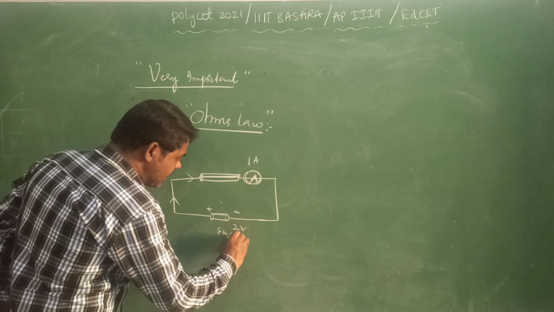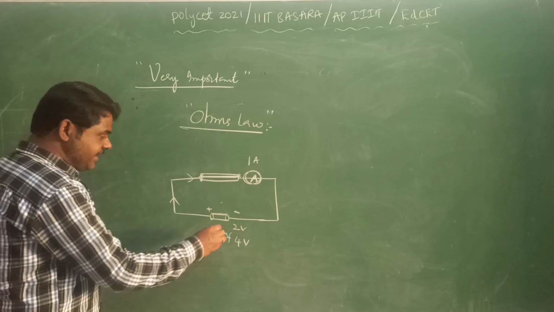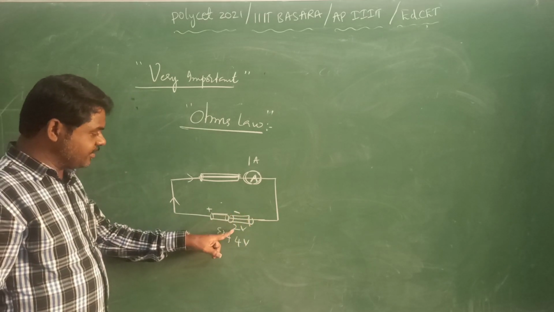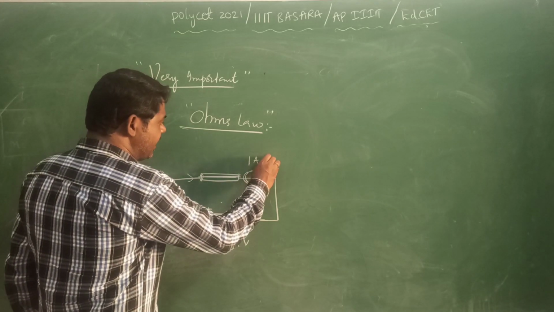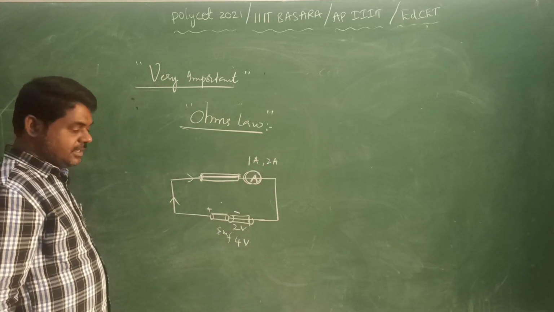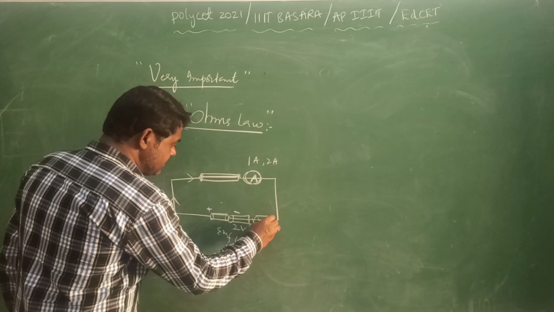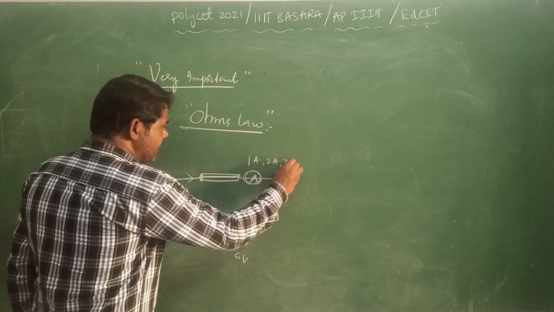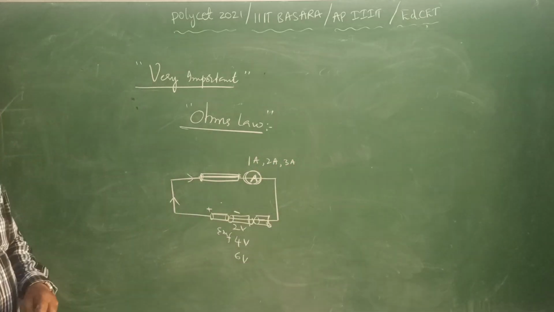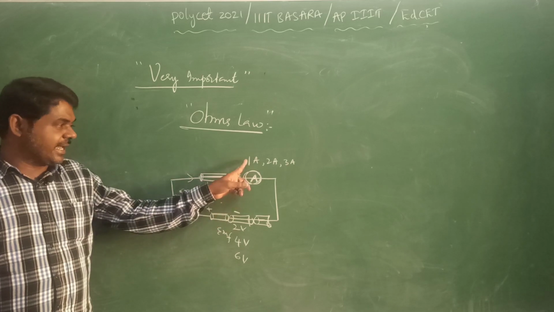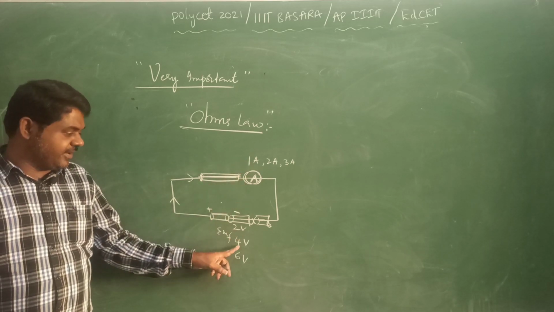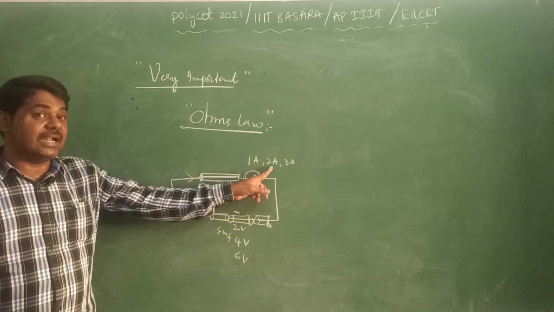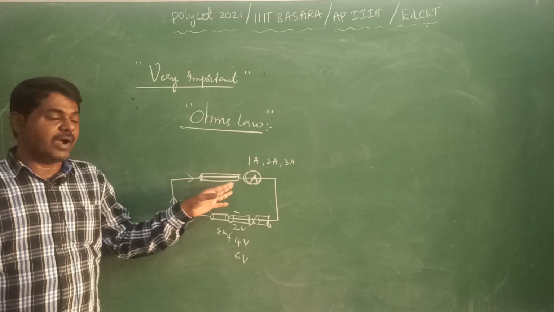So if you take the voltage as 4 volts, that means I am increasing it to 2 cells, if I increase the voltage from 2 volts to 4 volts, let the current go from 1 ampere to 2 amperes. If I take 3 cells, now 6 volts, say now the current is 3 amperes. So when the voltage is 2 volts, let the current be 1 ampere. If I take 2 cells, 2 plus 2 is 4 volts, then the current flowing through the wire is 2 amperes.